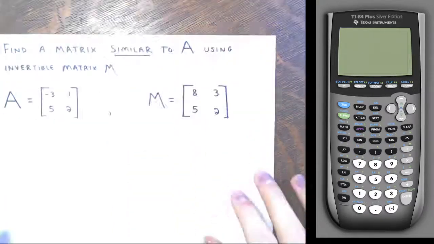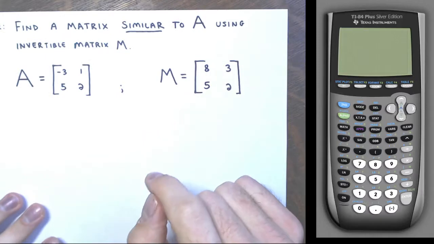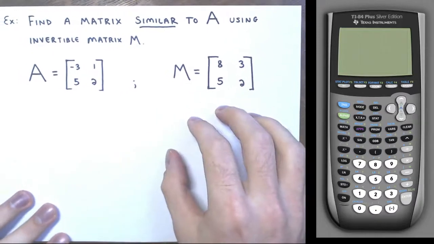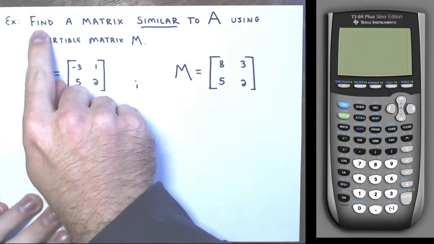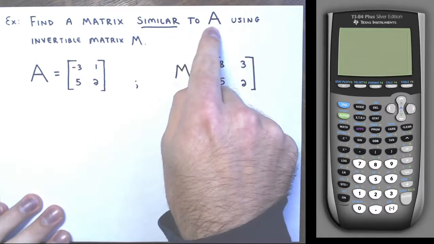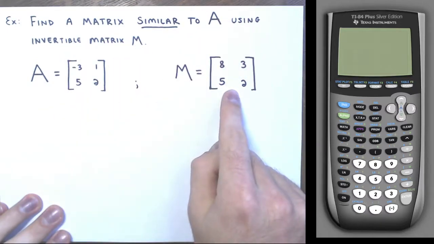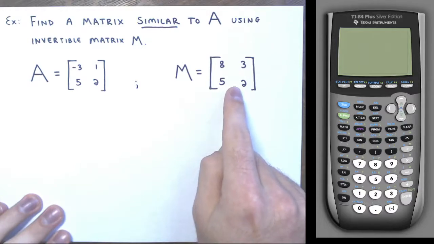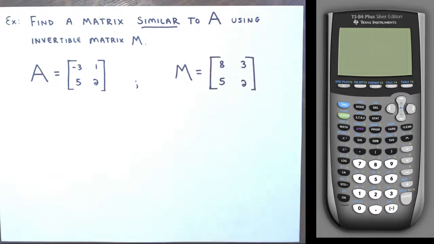And the M can be any invertible matrix. Any invertible matrix to find a similar matrix. So here, find a matrix that's similar to A using invertible matrix M. Again, this could be any, I don't have to use just this M to find a similar matrix to A. I can use any invertible matrix I wish. And I'll show you on this same page here.